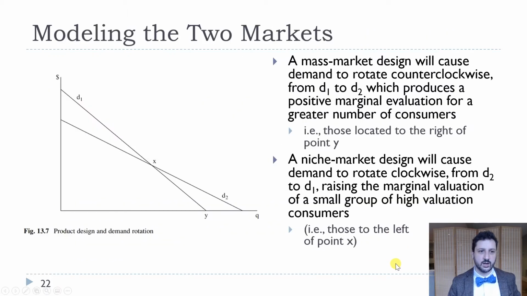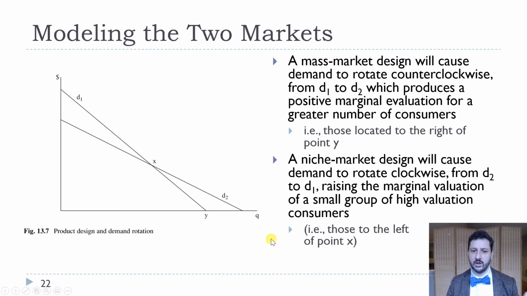So how do we model it? Well, what we want to do here is think about what the demand curve looks like. And so a mass market design will cause our demand curve to rotate from D1 to D2, right? And so if you think about it, there's a higher demand on the right side of the demand curve, where the quantity is higher, right? Whereas the niche market will cause it to rotate from D2 to D1, where there's higher demand at these high price points, on the left side of the demand curve.